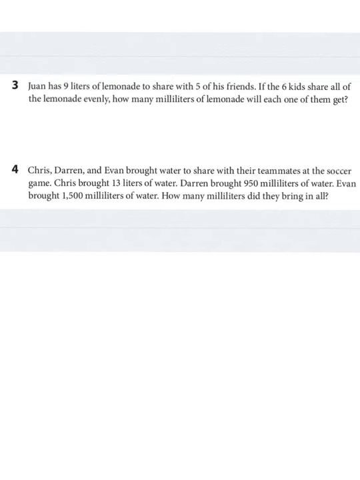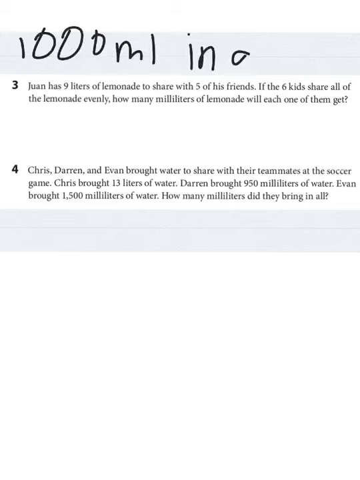All right, next problem, number 3 says Juan has 9 liters of lemonade to share with his 5 friends. If the 6 kids share the lemonade evenly, how many milliliters of lemonade will each of them get? Okay, so this is a little bit tricky. We have to remember that there are 1,000 milliliters in a liter.